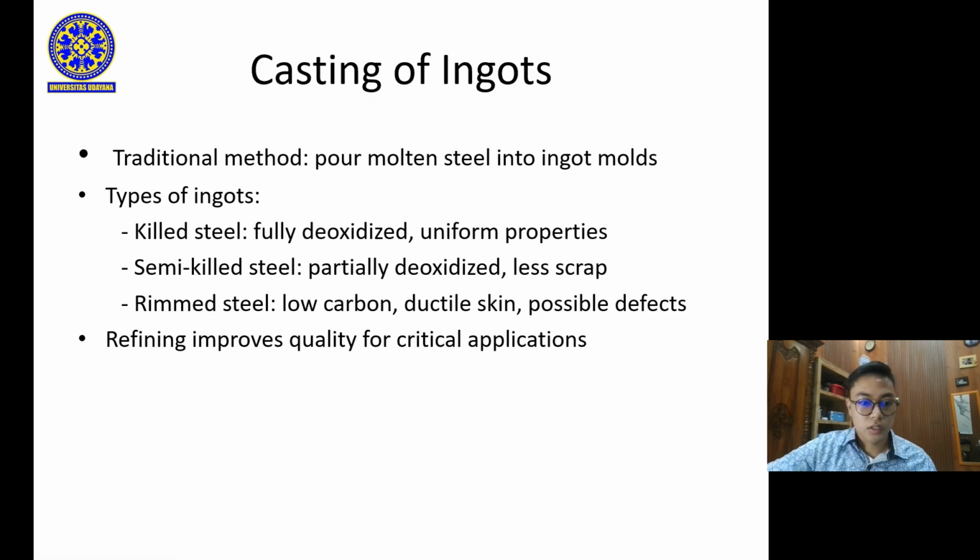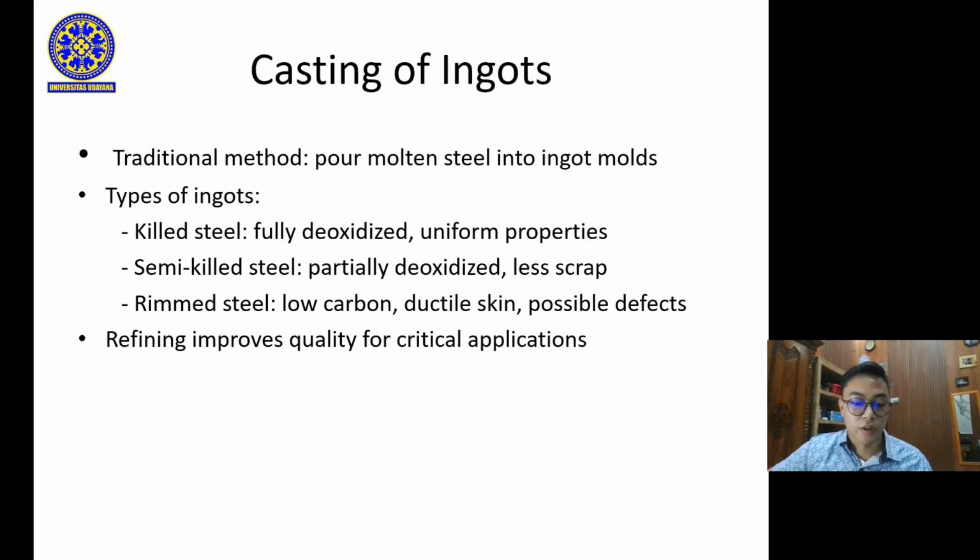The casting of ingots is basically pouring molten steel into molds to make the ingot. There are three types of ingots. The killed steel is fully deoxidized, with uniform properties. The semi-killed steel is partially deoxidized and has less scrap. And the third is rim steel. It contains low carbon, has a ductile skin, and may have defects.